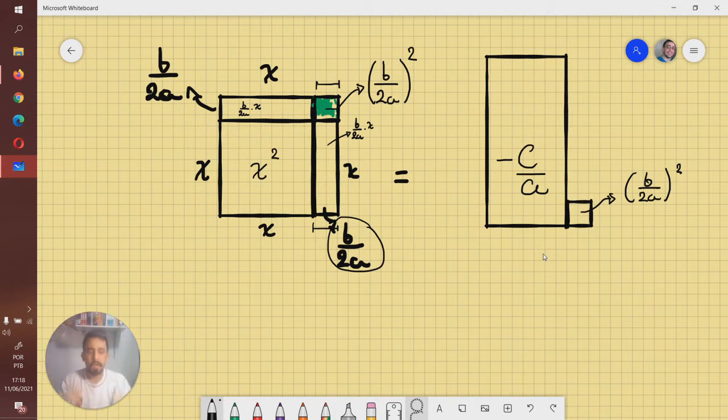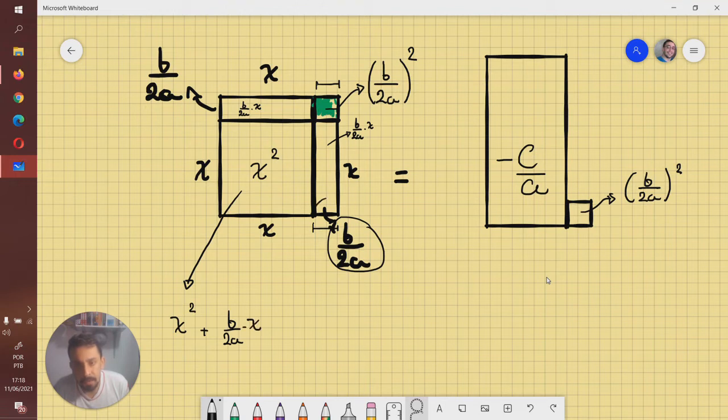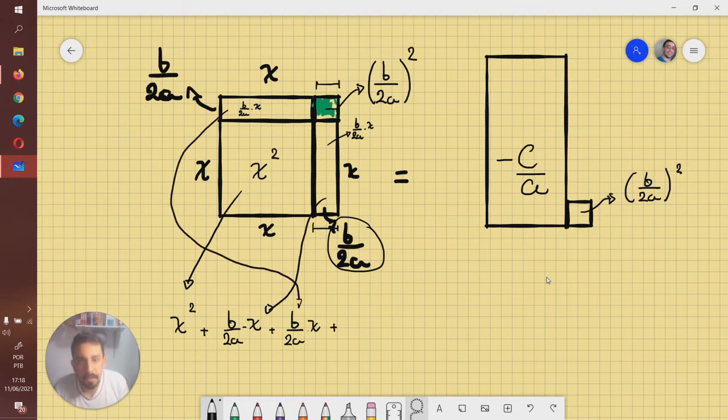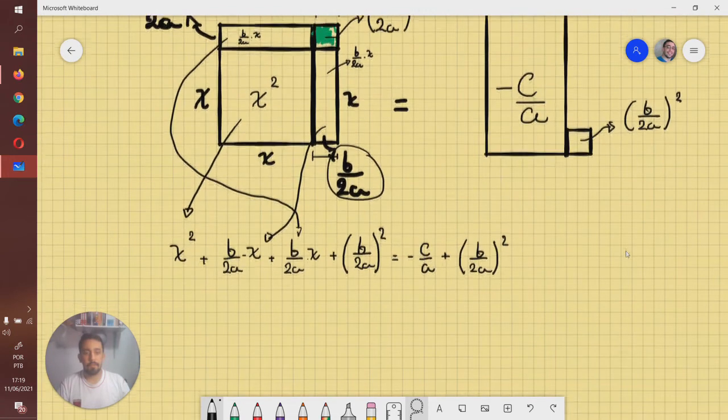Just to simplify, take a look. I'm going to rearrange all the algebra that I was doing before with this mess. Let's organize my diagrams. So I'll have x squared, which is this first one here, plus b over 2a times x, which is this area, plus, again, b over 2a times x, which is this area here, plus, finally, that small square, which is b over 2a squared. What is it equal to? Everything I have on the right side. Negative c over a was already there, and it's being added to b over 2a squared. Okay, very good. Let's simplify it.